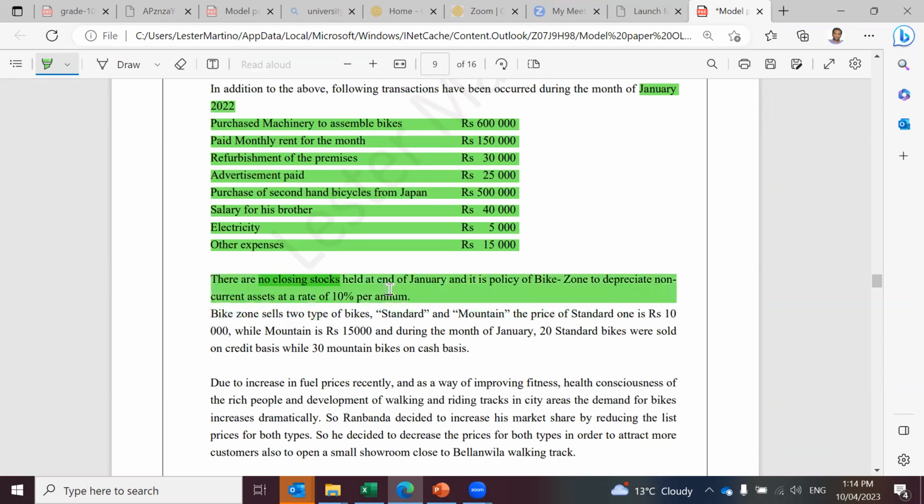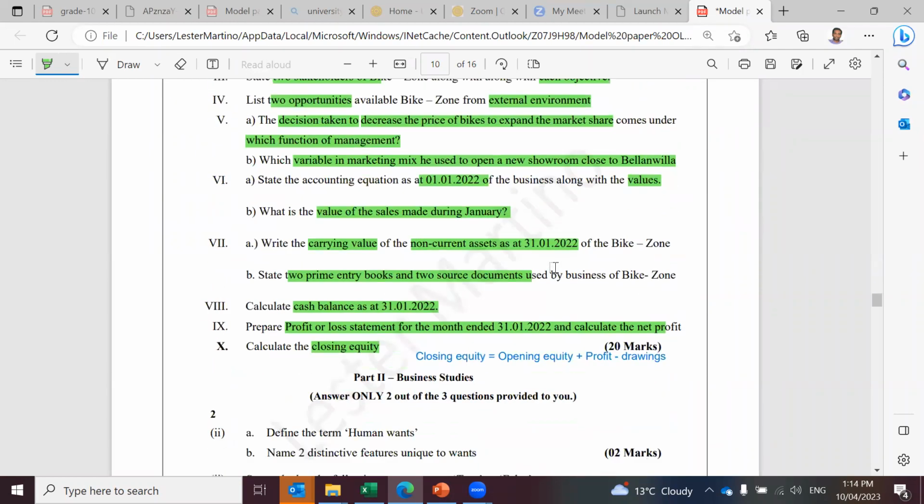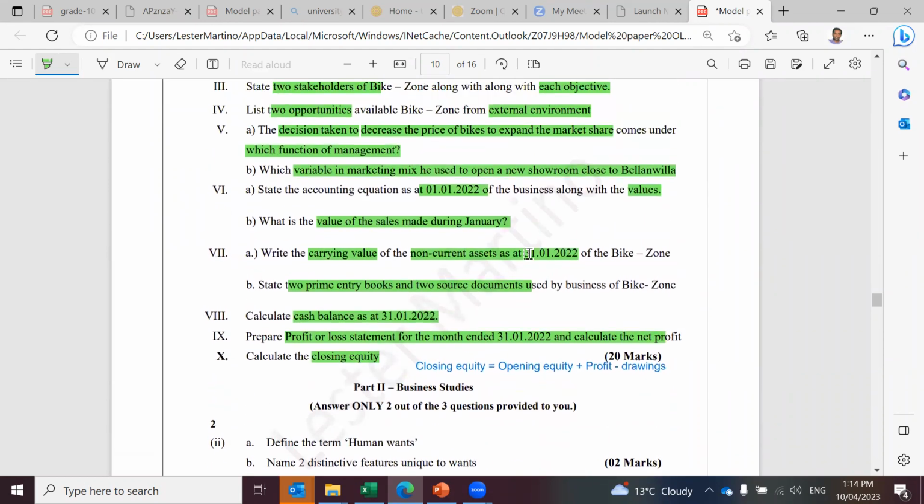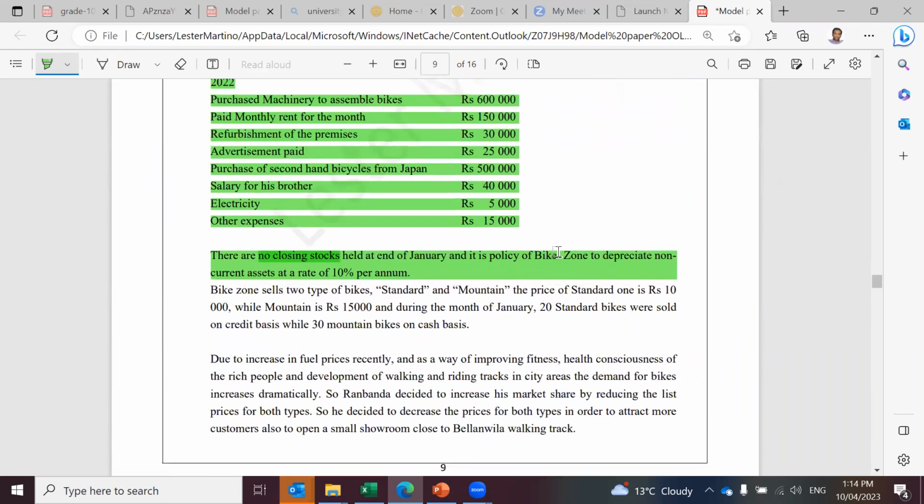Depreciate non-current assets 10% per annum on cost. But remember, you need to calculate depreciation only for 1 month. So have a look. See, this is 31st January. So don't ever calculate depreciation for the year. This is the one area most of the students get wrong. So be very, very careful about the dates. If the depreciation is given, you need to calculate only for 1 month, if that's the case. If they ask for a year, then it is for the year.